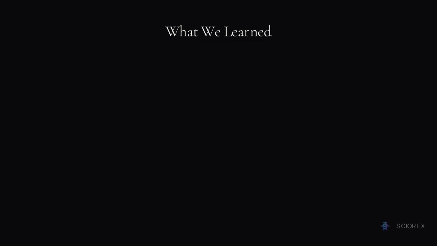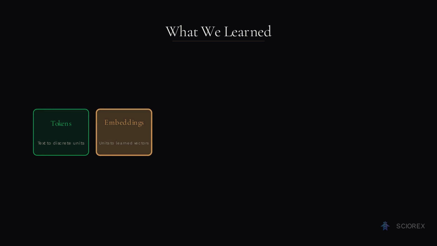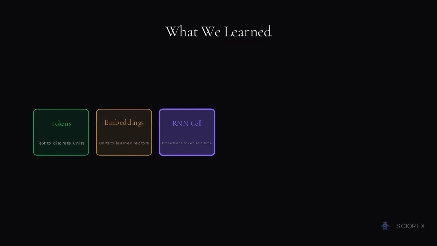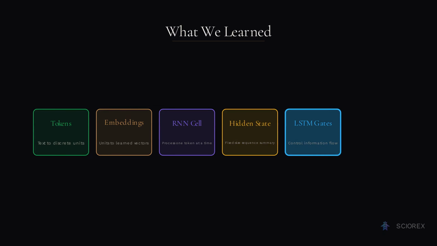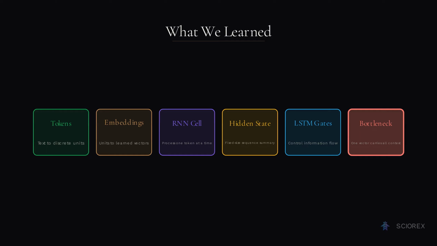Let's compress. Tokenization breaks text into discrete units. Embeddings map those units to learned vectors, the same idea from Episode 3 now applied to sequences. RNNs process tokens one at a time, threading a hidden state forward. That hidden state is a fixed-size summary of everything seen so far, and that is both the strength and the fatal limitation. LSTMs and GRUs add gates to control information flow, extending the effective memory. But the bottleneck remains, a fixed capacity vector carrying all context and sequential processing that prevents parallelism.